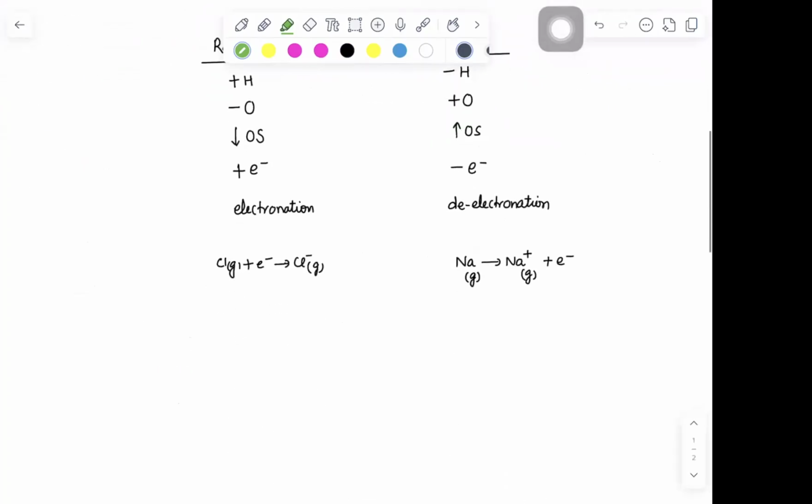So the next point is how to balance a redox reaction. Suppose you are given a reaction, how will you balance it? First we have to understand, if it is a half cell reaction, how will you balance? And if it is a complete cell reaction, how will you balance?